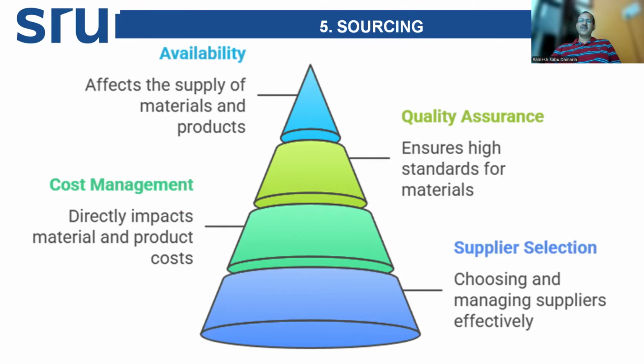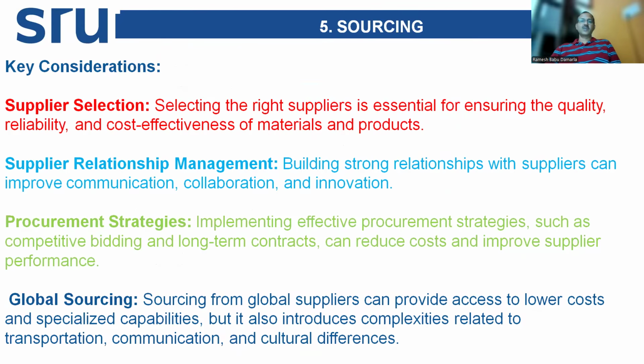Suppose a tire manufacturer supplies poor quality tire and a car manufacturer assembles the tire and sells in the market. So any poor feedback on a tire would be first to the car manufacturer only, not to the tire manufacturers. Right? Then supplier selection, choosing and managing suppliers effectively. These are the activities done under sourcing.